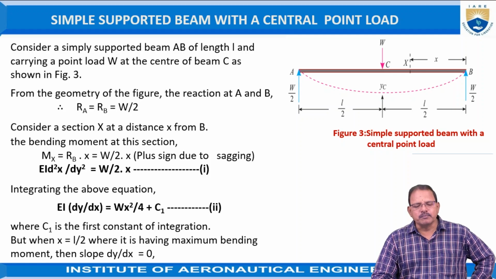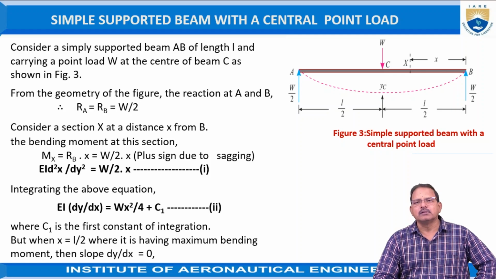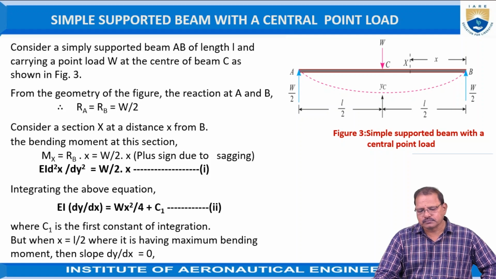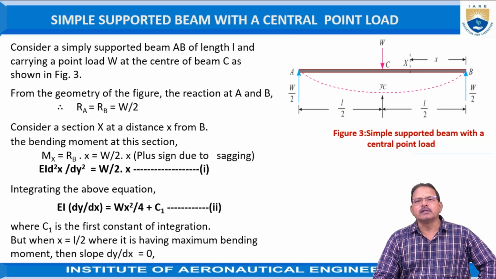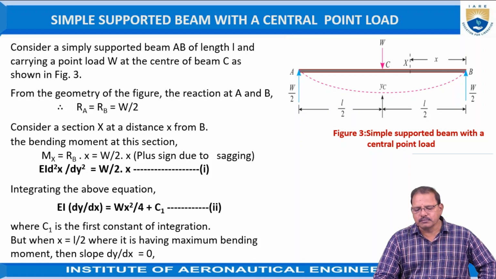Here we are considering a simply supported beam subjected to a point load W at its center as shown in the figure. Let AB represent the length of the beam and W is the point load which is acting at point C, that is the center of the beam, as shown in the figure.